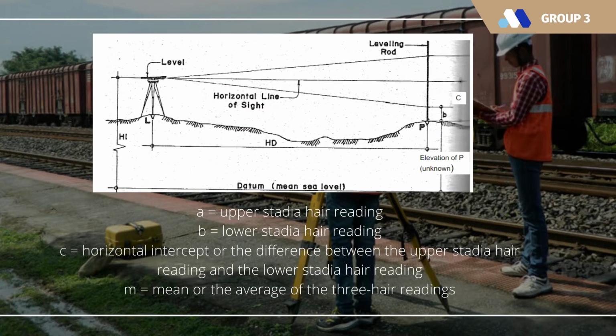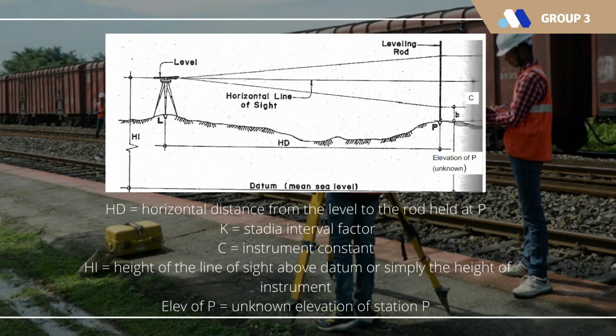Moving on, in order to compute the readings for three-wire leveling, here are the variables you need to take note of when computing, where A is the upper stadia hair reading, B is the lower stadia hair reading, C is the horizontal intercept or the difference between the upper stadia hair reading and the lower stadia hair reading, M is the mean or the average of the three hair readings, HD is the horizontal distance from the level to the rod held at P, K is the stadia interval factor, C is the instrument constant, HI is the height of the line of sight above the datum or simply the height of instrument, and elevation of P is the unknown elevation of station P.